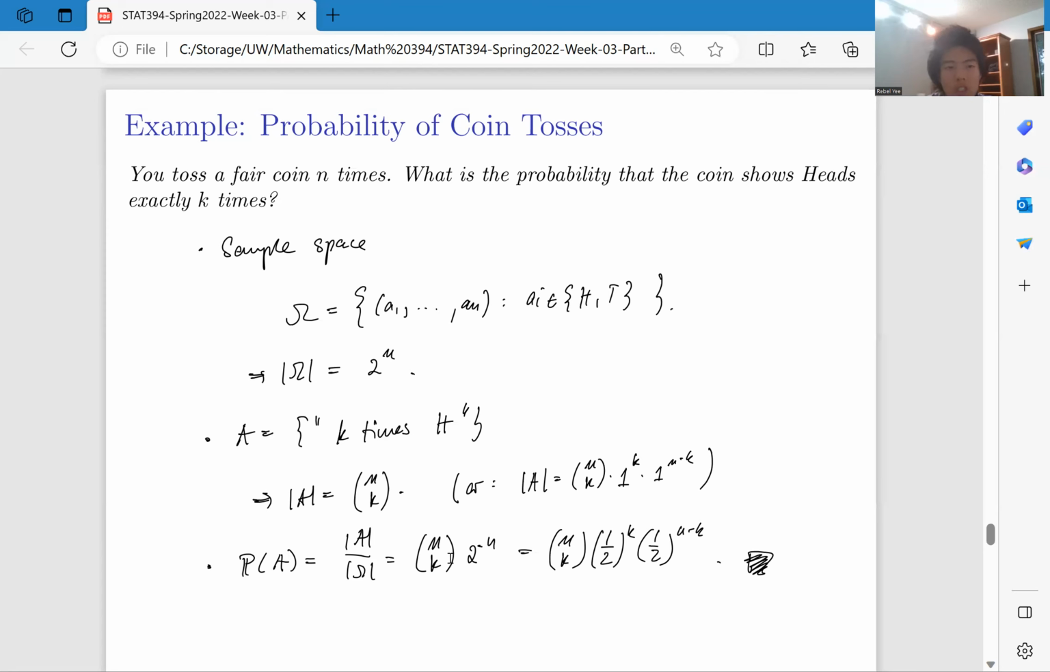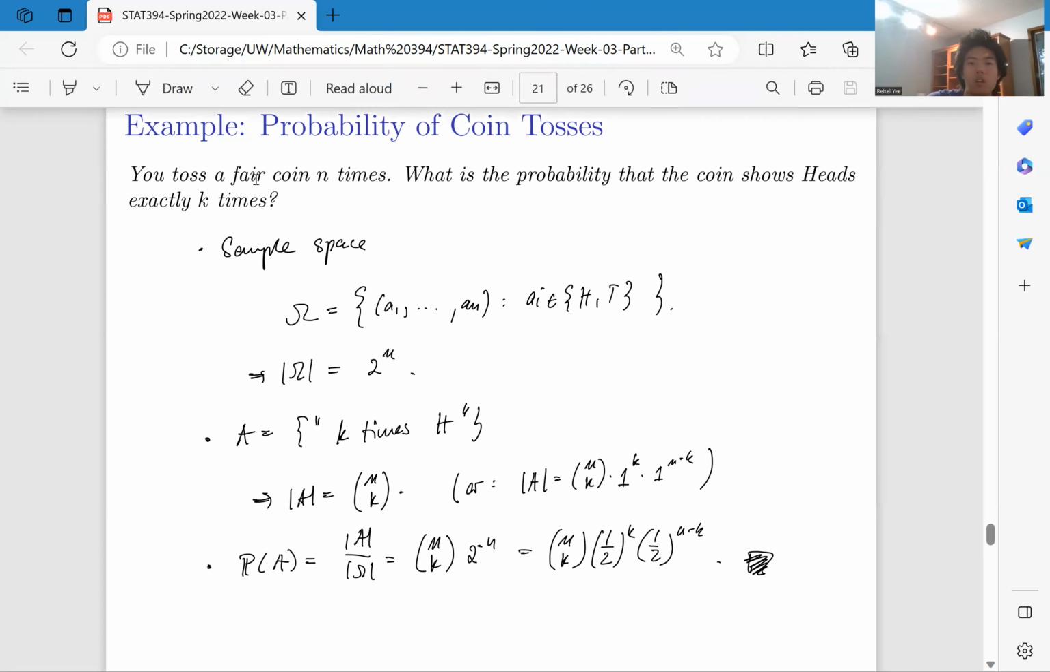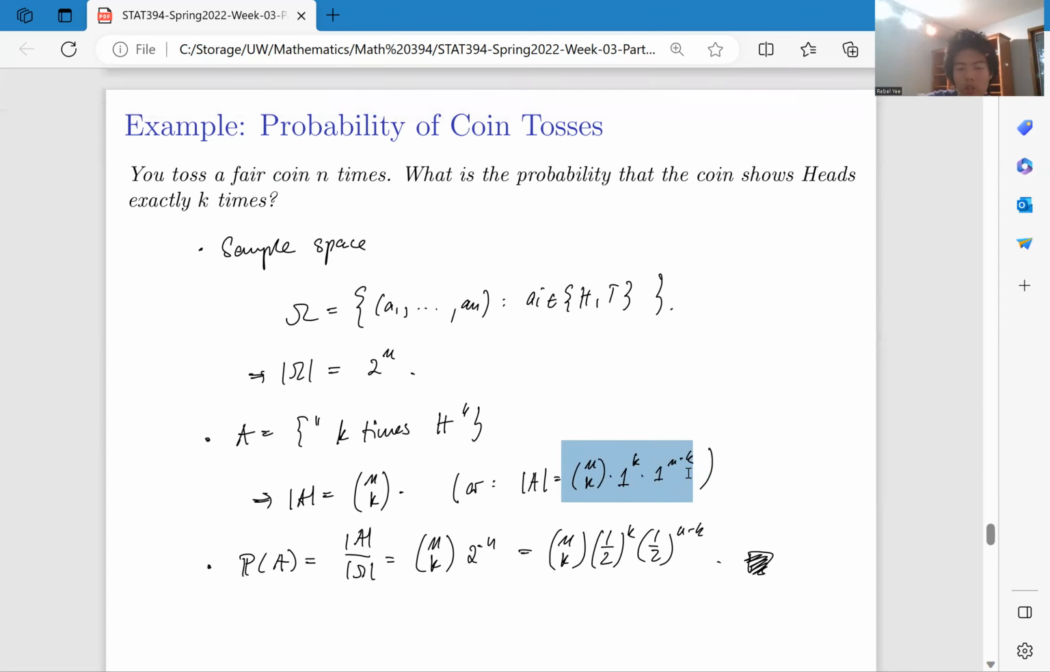Remember, this is a fair coin, so the probability of getting head and getting tail are exactly the same. So we can use n choose k times 1 to the power of k times 1 to the power of n minus k, divided by 2 to the power of n. And we can do exactly what we did before, to separate the term 2 to the power of n into two parts.